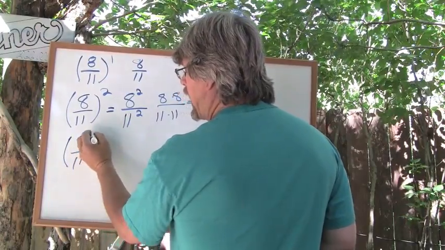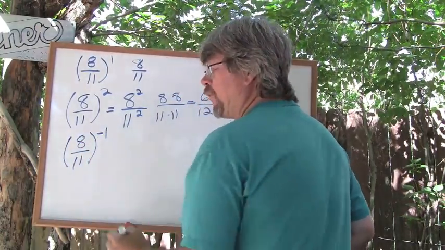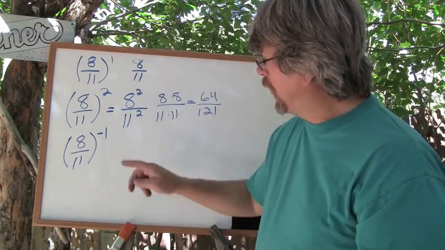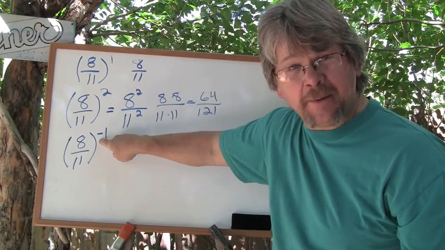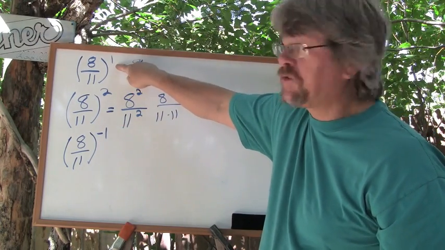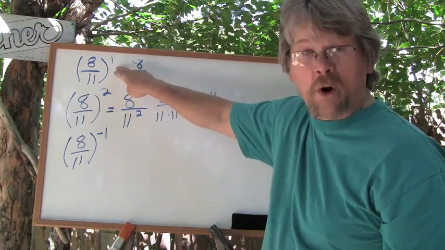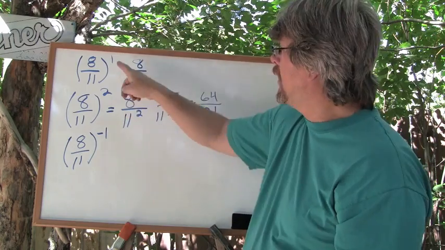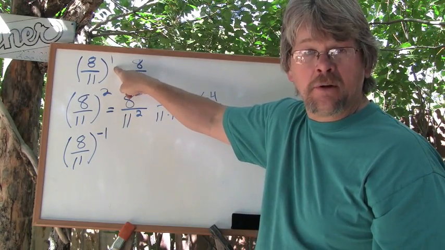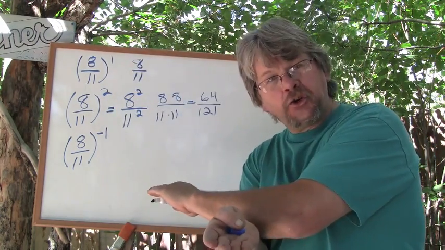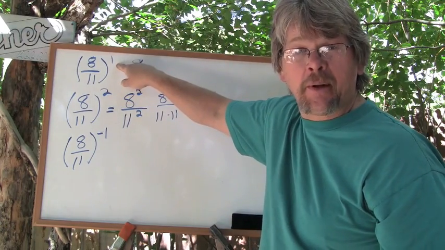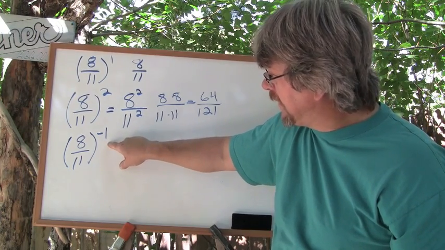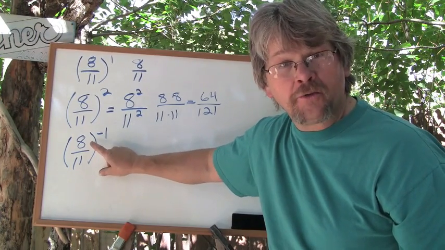that 8/11 to the -1 has to be the reciprocal. We have the reciprocal sign as opposed to the regular one. This is a regular 1 exponent. But if we have a negative exponent, we're undoing the positive one. And how do we undo the positive exponent of 1 with the negative 1? What this means is we're going to flip this fraction over.